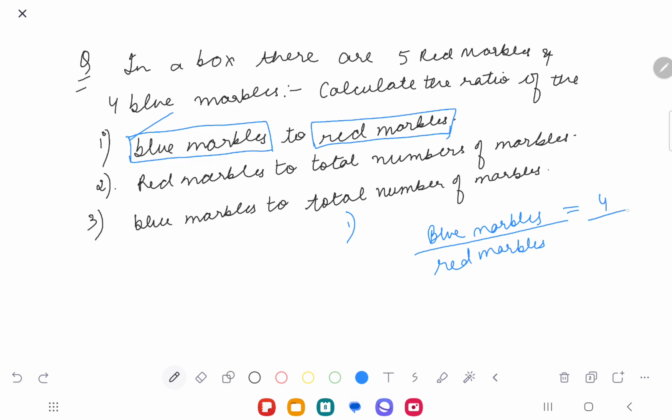Four. And how many red marbles do you think we have? Five. So the ratio is 4 is to 5, because the fraction is nothing but just the ratio. Do you find any common thing in 4 and 5?